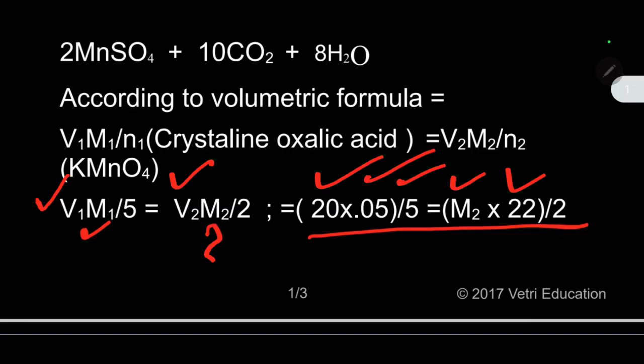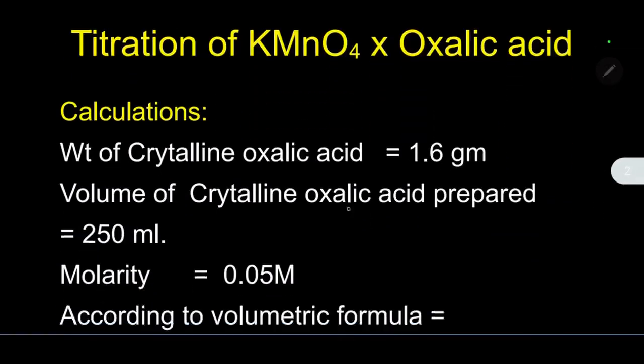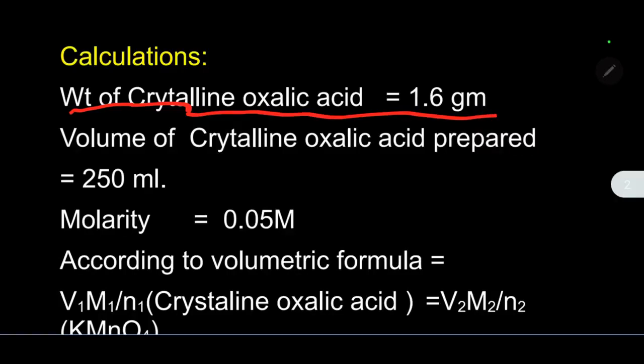So the mole is 2. By doing the calculation we have to calculate M2. Please follow. And before that, I want to give some information. I have weighed 1.6 grams of crystalline oxalic acid.